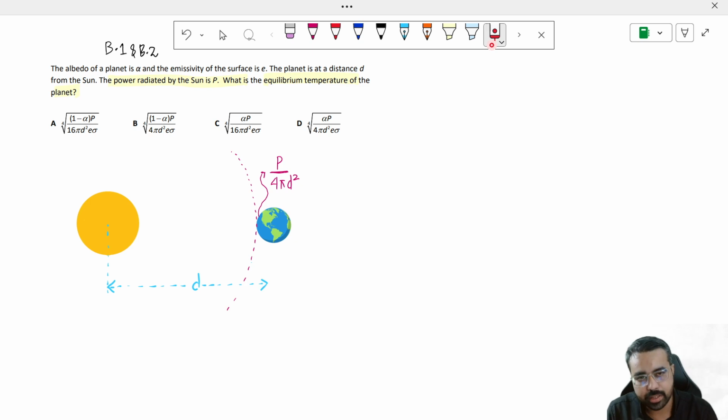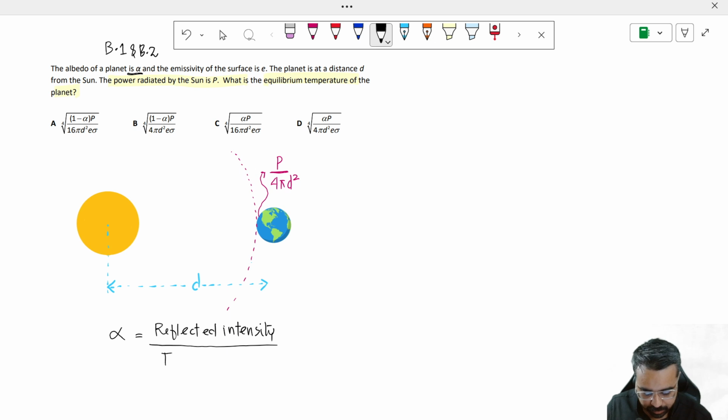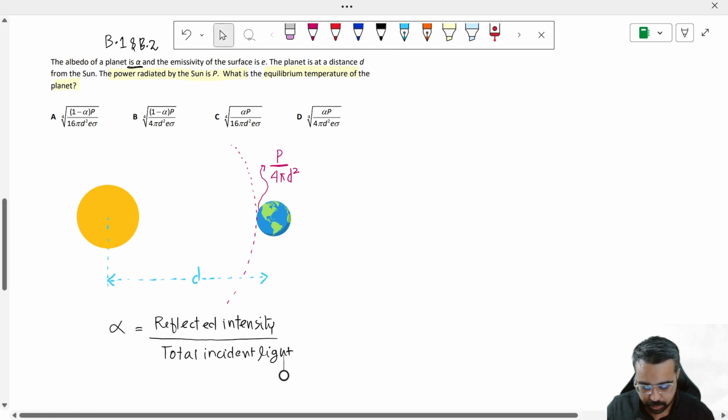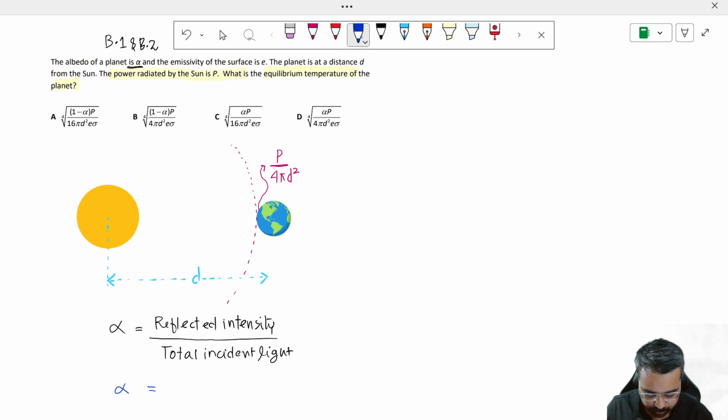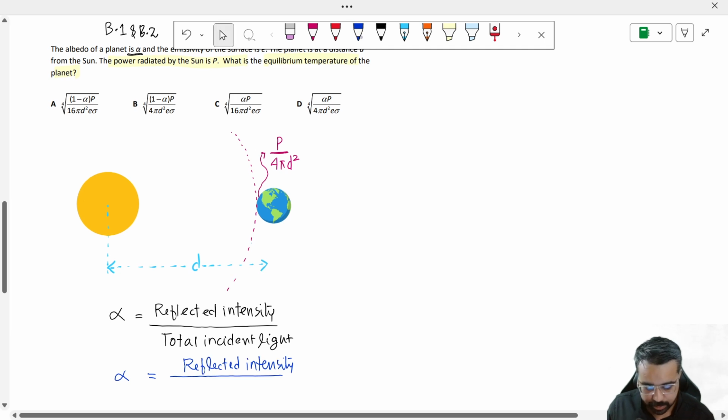Now the point is that when this radiation is reaching the surface, all of it is not absorbed. First of all, some radiation will be reflected directly from the atmosphere or from the surface of Earth, and the albedo value is alpha. The albedo of the Earth is alpha. What is the albedo? Albedo tells us how much is the reflected intensity of light to the total incident light. So students, if we put the value, that will be over the incident light, which is power over 4 pi d square.